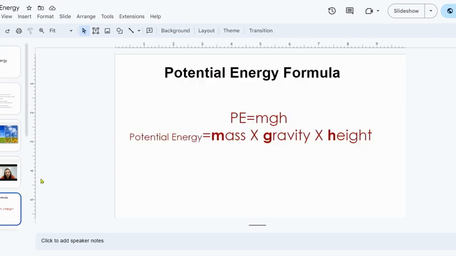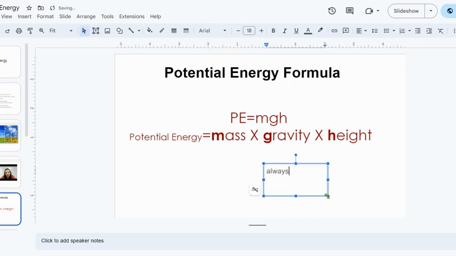Just like kinetic energy, we have an equation. Potential energy is equal to the mass, or your size, times the gravity on the planet that you're on, times the height. Well, in our situation, we can't change the gravity. So this is always 9.8, or about 10, on Earth. So we're not really going to change this.